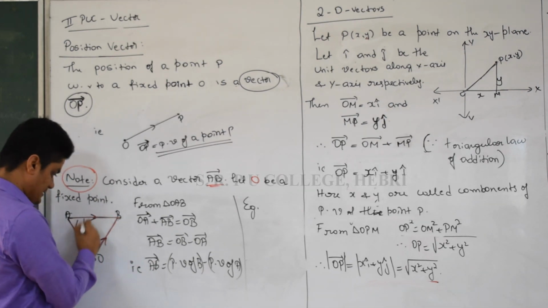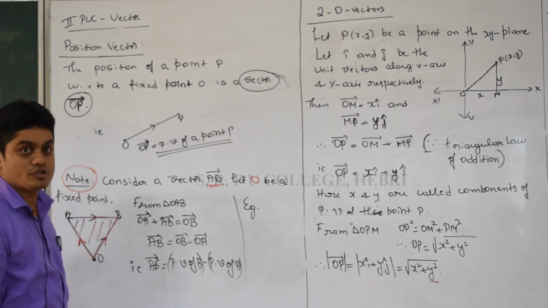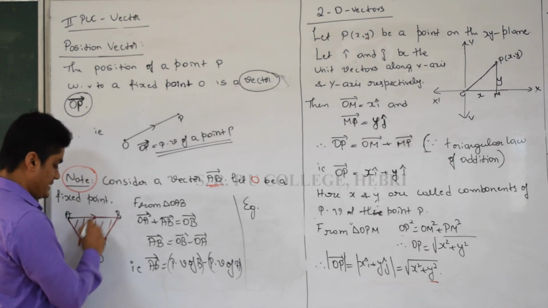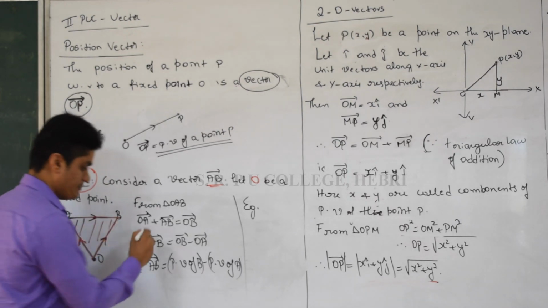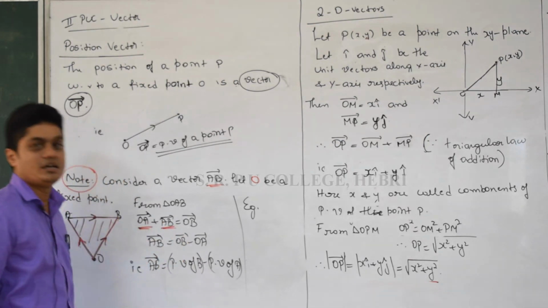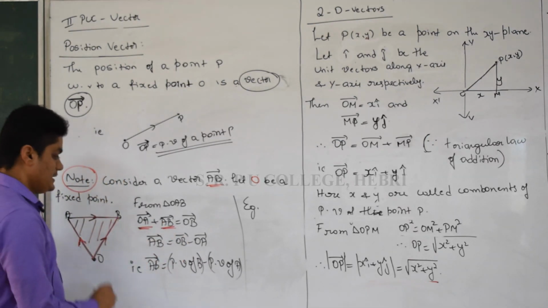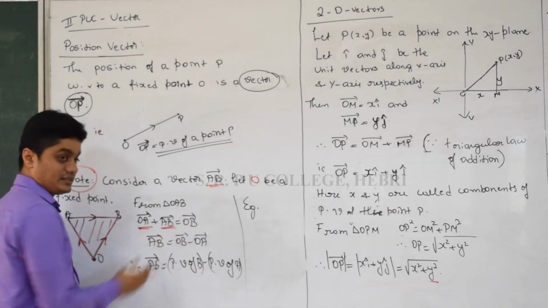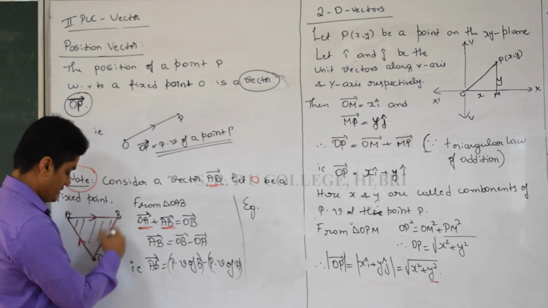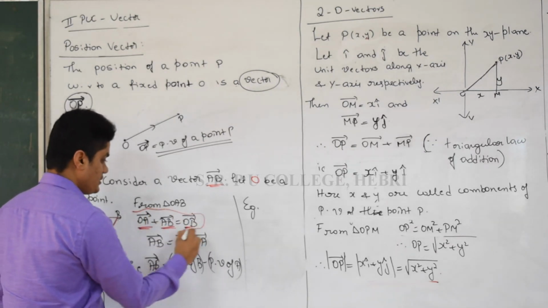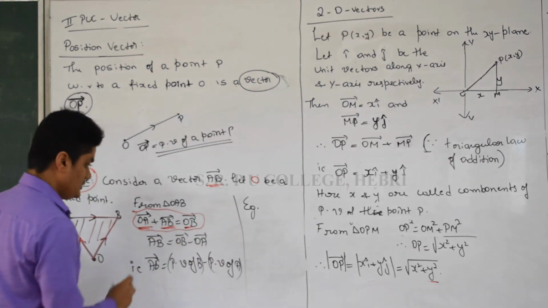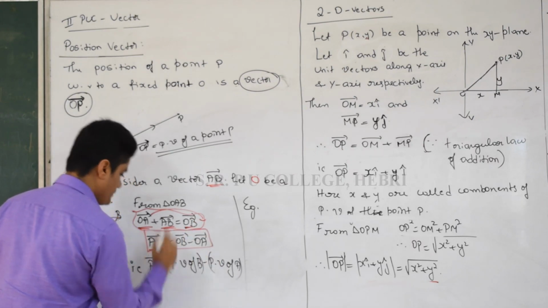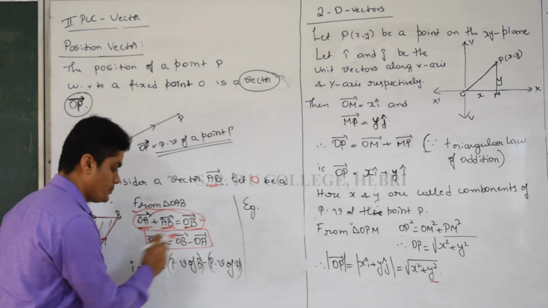Now for this triangle, apply the triangular law of addition. What is the triangular law of addition? Select two same-direction vectors, vector OA and vector AB. The triangular law of addition tells that when you add these two vectors, you get the third, which is opposite to the remaining two. That vector is vector OB. Now in this expression, rearrange: take OA to the right-hand side, then you get one very important expression. Vector AB is equal to vector OB minus vector OA.